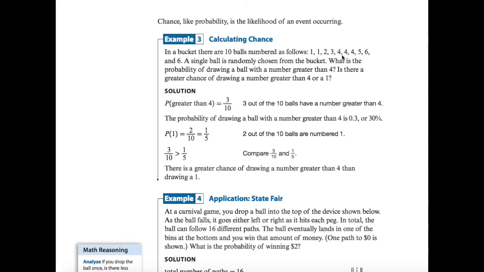Well, greater than 4 would have to include 5, 6, and 6. So you have 3 out of those 10 total. A number that is 1 would be 1 or 2. So you've got 2/10, which is 1/5.